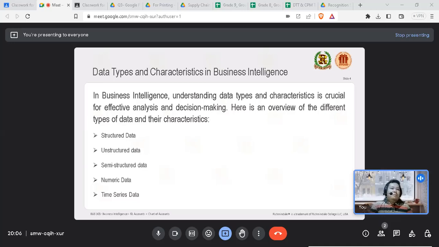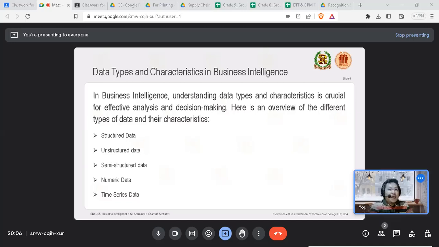Second one is data consistency and integrity. It enforces consistency and integrity through the use of constraints such as primary keys, foreign keys, and data validation rules. These constraints ensure that data remains accurate and valid, preventing inconsistency or data entry errors. Maintaining data consistency is vital for reliable analysis and reporting in business intelligence.